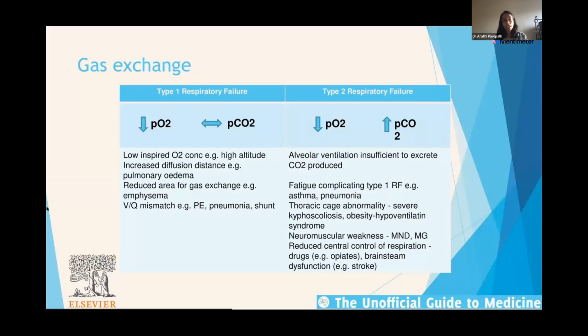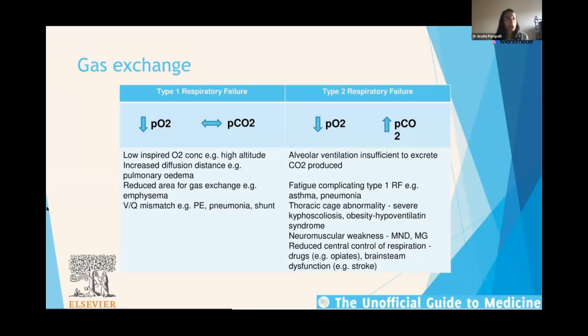So things like PE or pneumonia will often increase your oxygen requirements. So when you do an ABG, you'll see that the PO2 is quite low, but they don't affect your CO2 levels in the same way. But other things like emphysema, pulmonary edema, or if you're at high altitude, where the air you're breathing in has low amounts of oxygen, you'll get the same sort of effect.